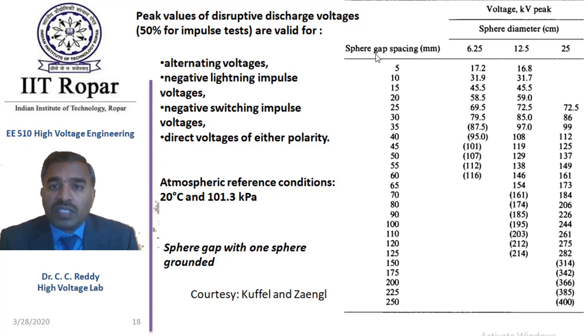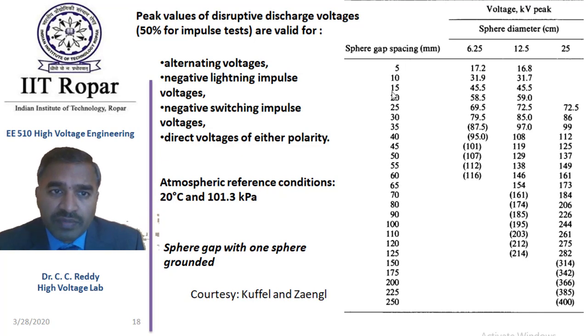For example, you can see the sphere gap spacing in mm, 5 mm, 10 mm, etc., in the first column. And here voltage in kV peak with sphere diameter, for example, for different sphere diameters 6.25, 12.5, 25, and you can find in the standards for 50 and other diameters of the spheres also. Here it is given just for reference. So here for 6.25 centimeter diameter spheres, the nominal breakdown voltage is given in this column, 17.2, 31.9, etc., for a particular spacing.